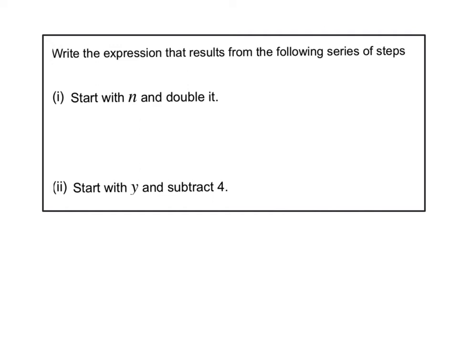Write the expression that results from the following series of steps. Start with n and double it. Right, so it's algebra, but remember, what works with number works with algebra. So let's just imagine for a second that we started with 5 and then we doubled it. Doubled means times 2, so we'd have to do 2 times 5.